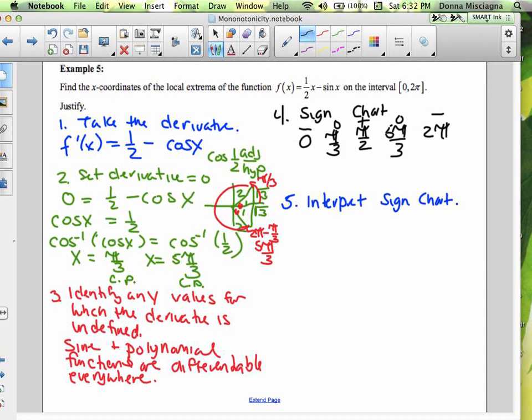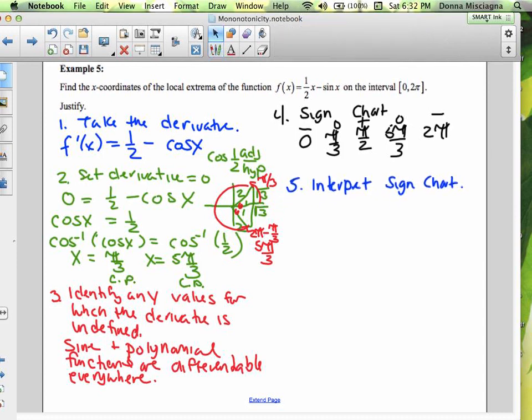Now we have our sign chart here. I'm going to take a moment before I start the interpretation. Let's take a look at what we have here, and we should write where our maxes and mins are. That way when you're writing your interpretation, it's a little easier. You don't have to interpret and write at the same time. You've got your little hints right up there.